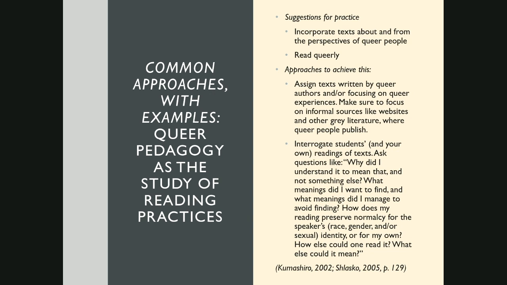The second thing that you can do is to interrogate, with students and of course your own, readings of texts. So you might want to ask students questions like, why did I understand the text to mean that and not something else? What meanings did I want to find, and what meanings did I want to avoid finding? And then how does my reading preserve normalcy for the speaker's race, gender, and/or sexual identity, or for my own? How else could one read it? What else could it mean?